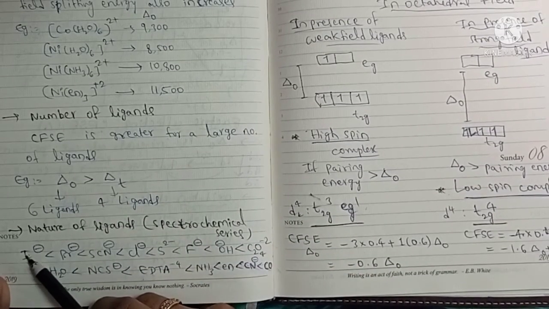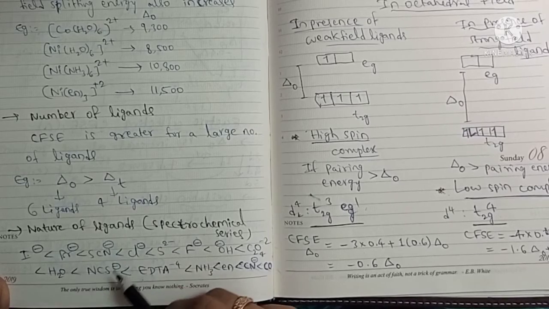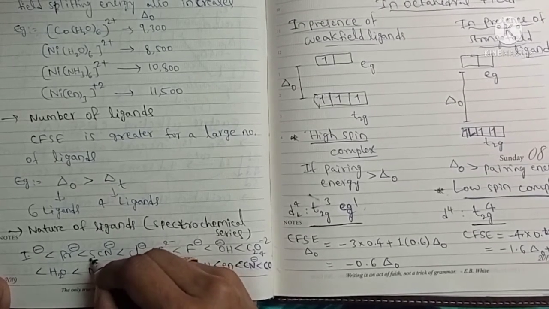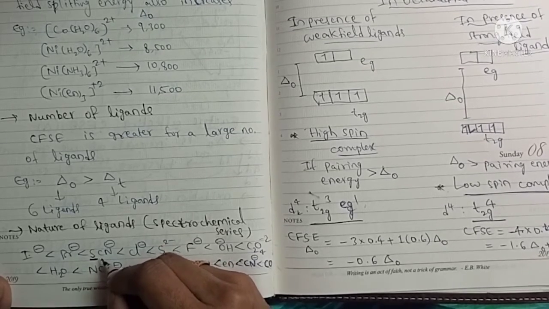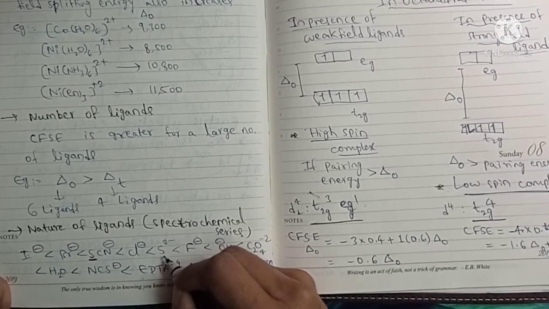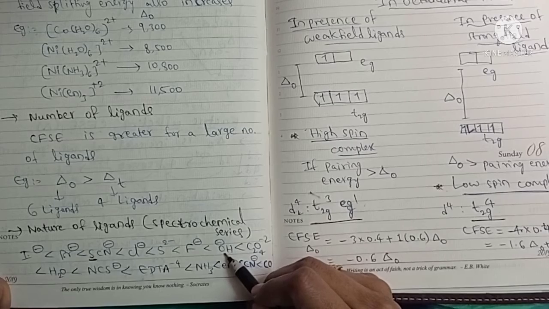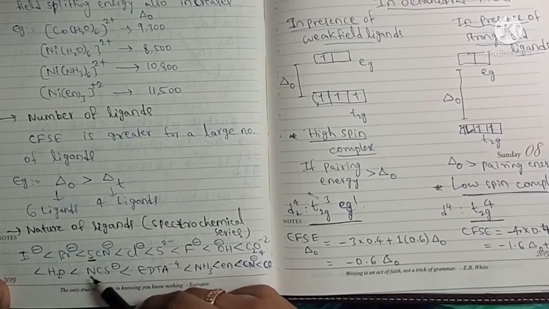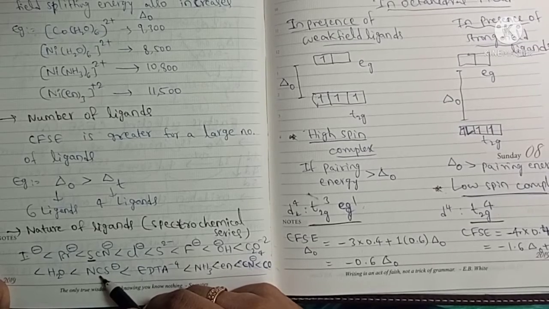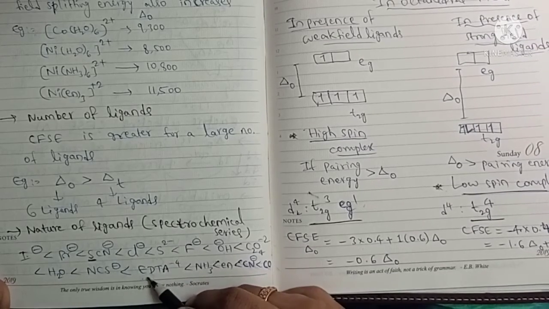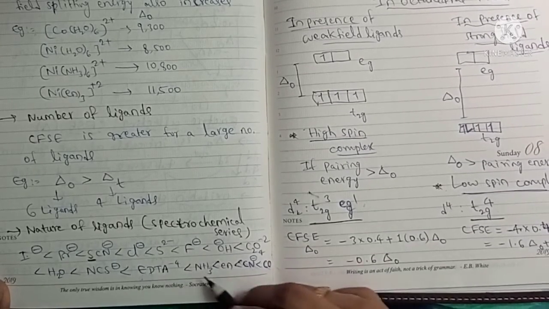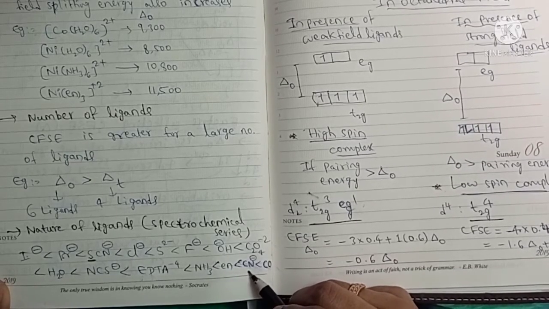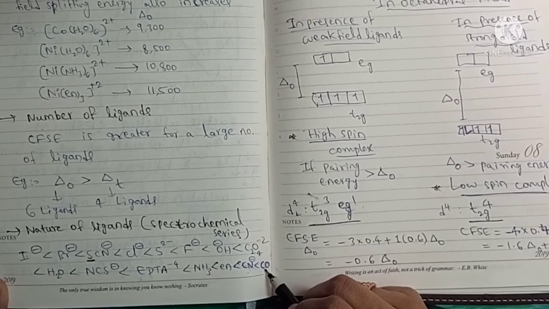So this is iodide, bromide, SCN minus, where the bonded atom is sulfur, called the thiocyanate ion. Then chloride ion, sulfide, and next fluoride, OH minus hydroxyl, oxalate, water, and NCS minus, here isothiocyanate. And next EDTA, next NH3 ammonia, en ethylenediamine, CN minus, and carbonyl, CO.